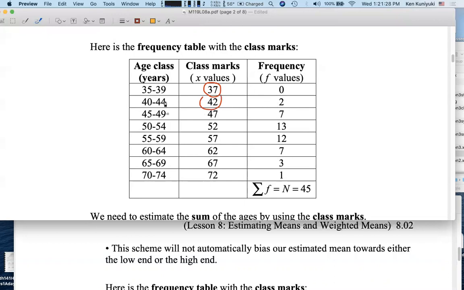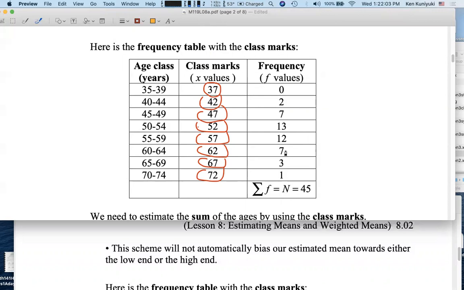There were 2 ages in this class. 45 to 49, we use 47 years, the average of 45 and 49, and so forth. 50 to 54, we use 52. 55 to 59, we use 57. As I just mentioned, 60 to 64, we use 62. 65 to 69, we use 67. And 70 to 74, we use 72. Remember, each of our age classes have equal width. That's why I have 70 to 74 here.